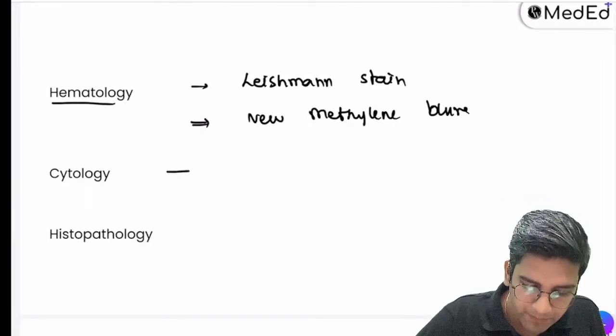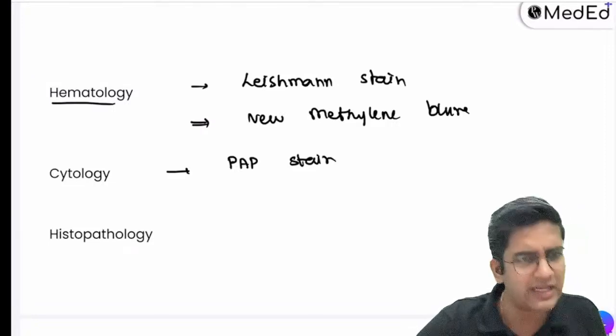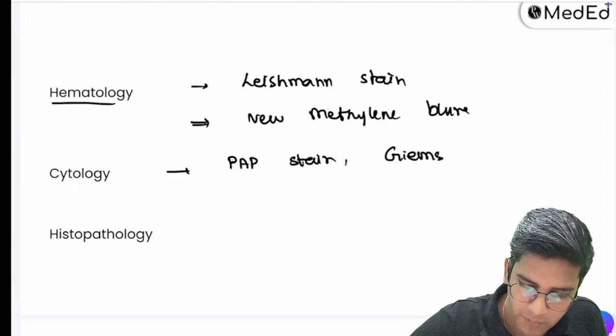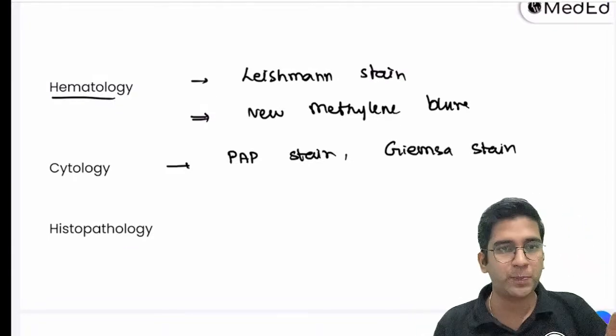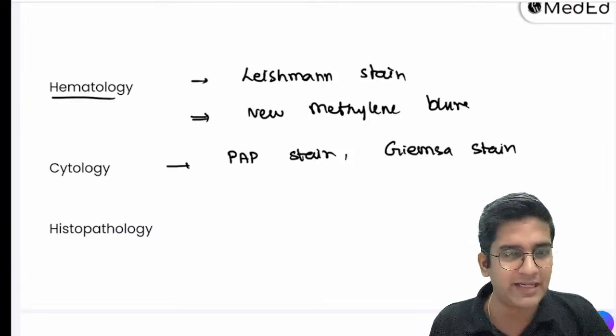In cytology, I have two stains. One is PAP, called Papanicolaou stain. That's used primarily for pap smear and FNACs also. And I have one more called GIMSA. So PAP and GIMSA are stains used for your FNACs, cytology. In entire cytology, I have PAP and GIMSA, fine.